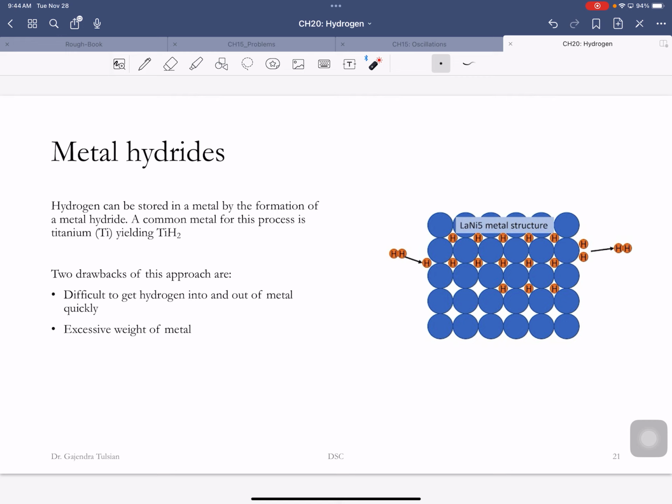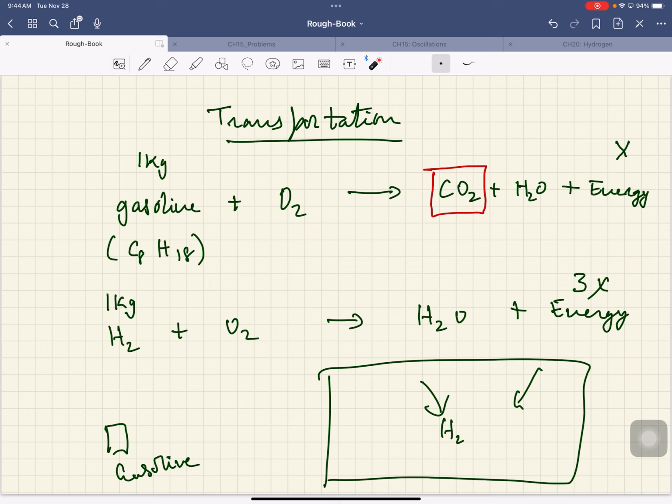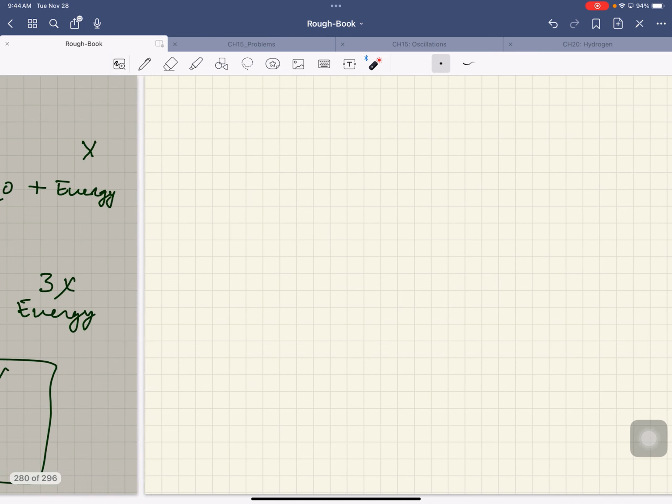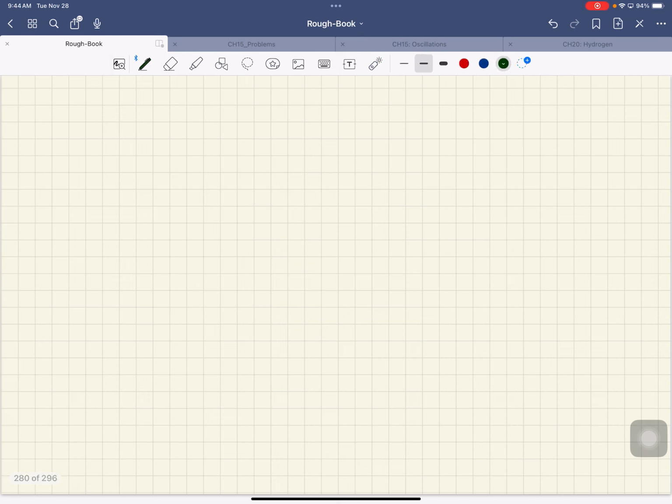So anyway, hydrogen has a lot of energy content. It's just a matter of making it more practical. The Japanese, by the way, are betting on hydrogen. Now here's another thing we want to do. So that was transportation; now we'll talk about energy storage.